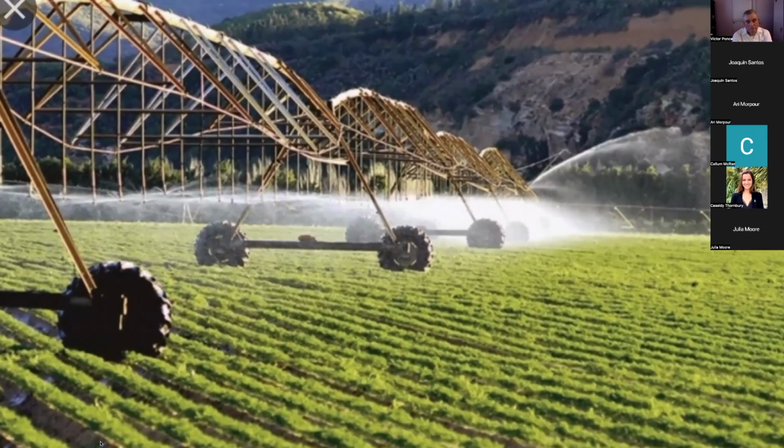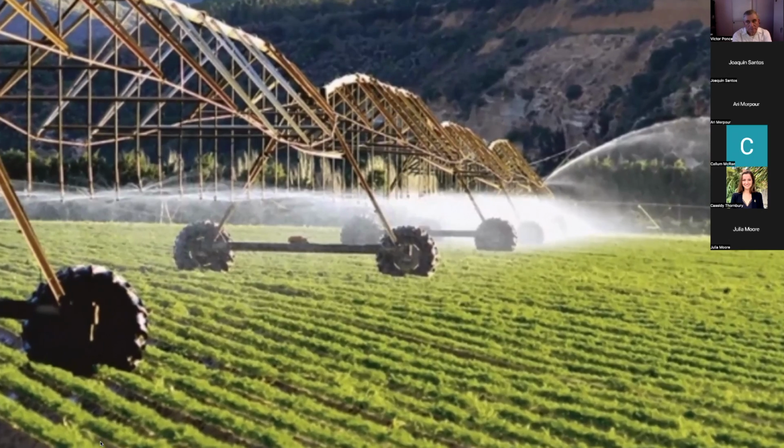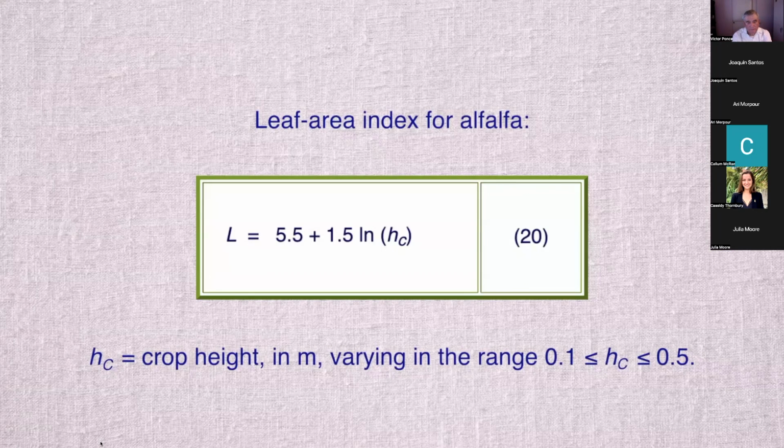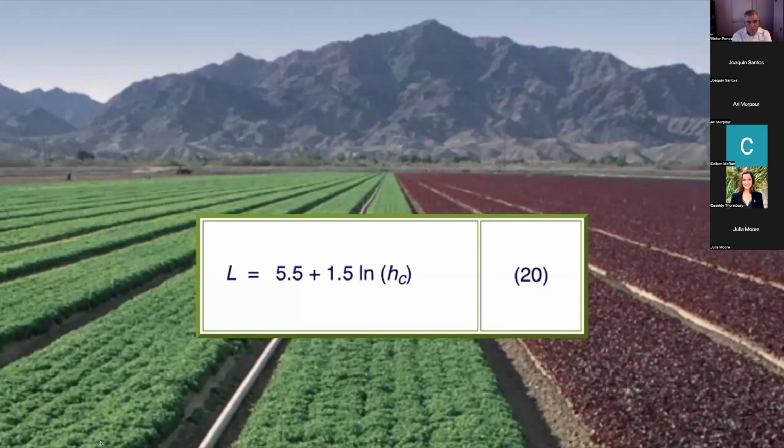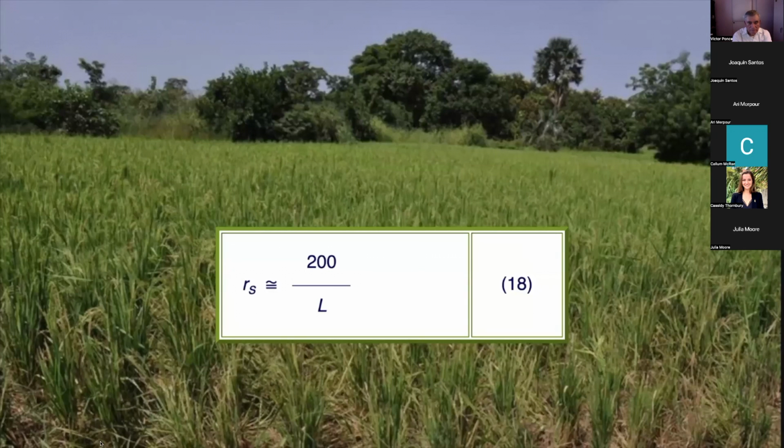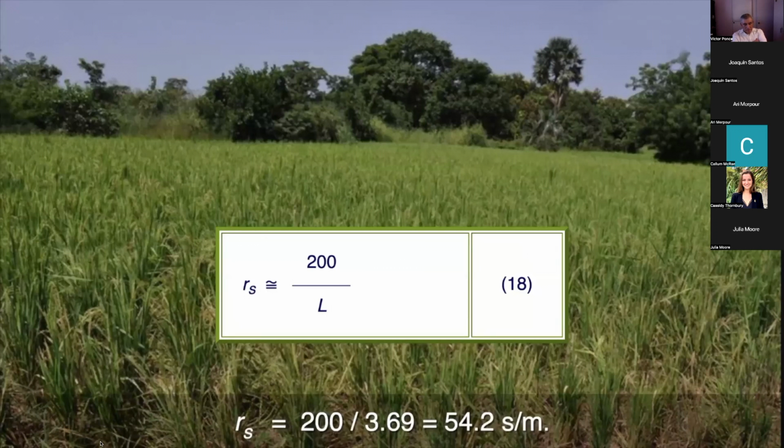The leaf area index for alfalfa is the following. From equation 20, for H sub C equal 0.3 meters, the leaf area index for alfalfa is L equal 3.69. From equation 18, the surface resistance for alfalfa is R sub S equal to 200 divided by 3.69 equal 54.2 seconds per meter.